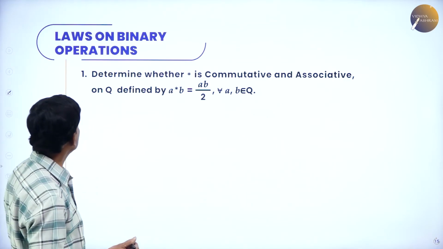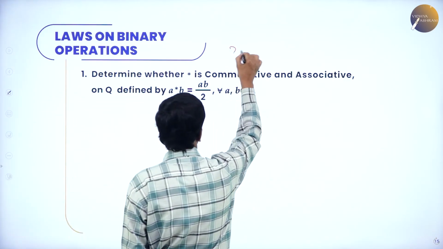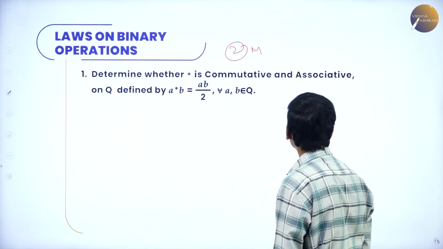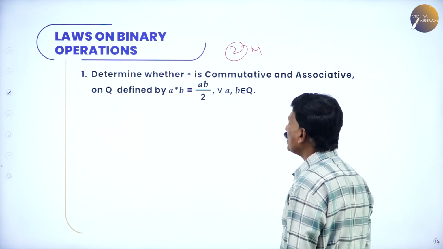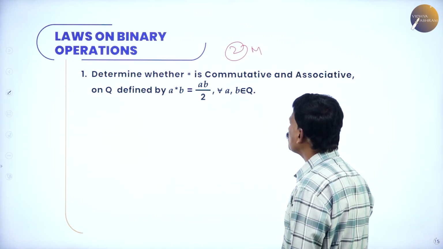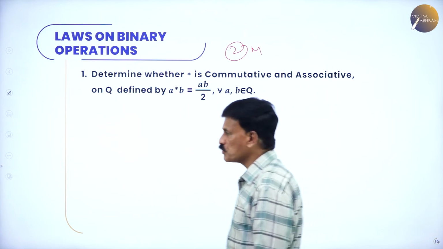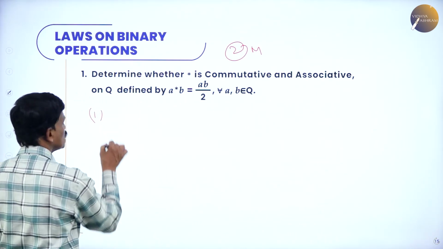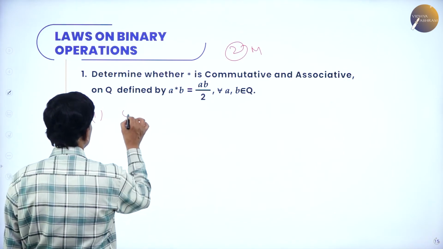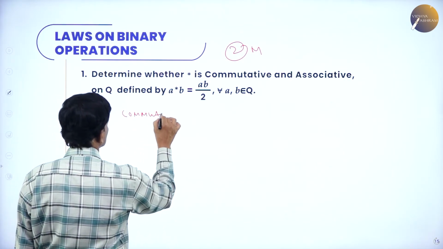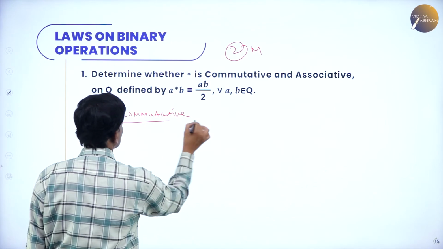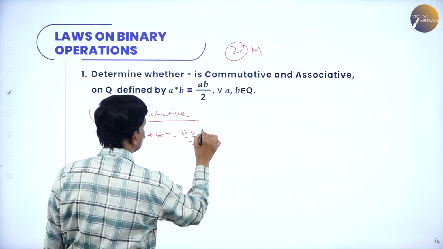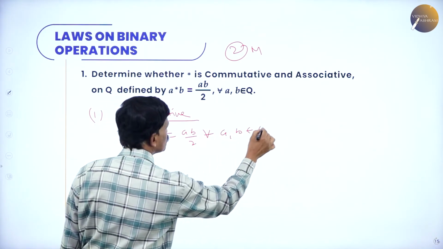Now, let us come to the next problem. This is a very important problem for 2 marks. Determine whether star is commutative and associative on Q defined by A star B is equal to AB by 2 for all A, B belongs to Q, the set of rational numbers. First verify whether it is commutative or not. Commutative property.